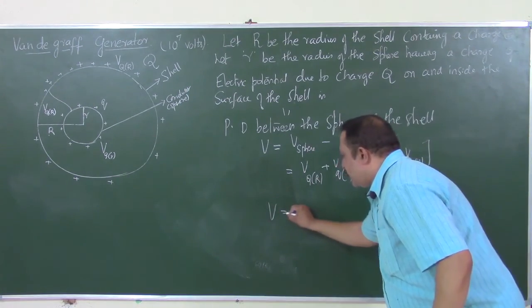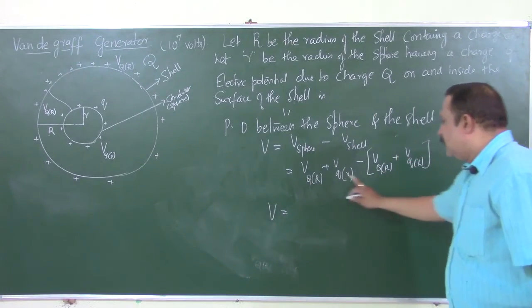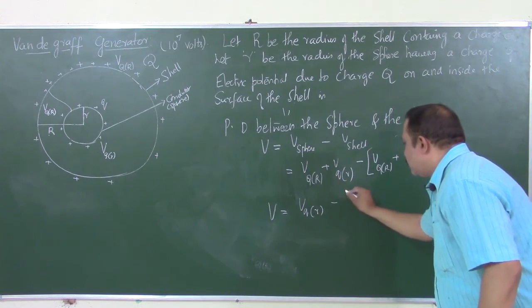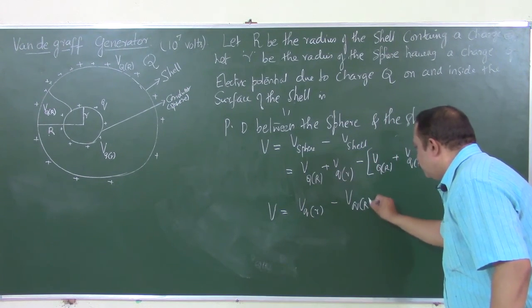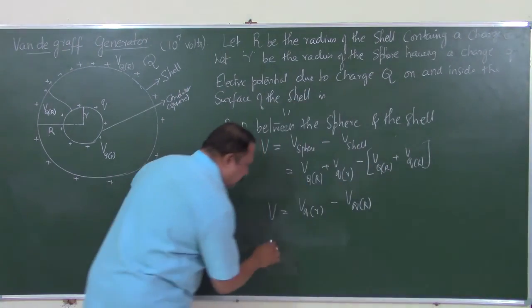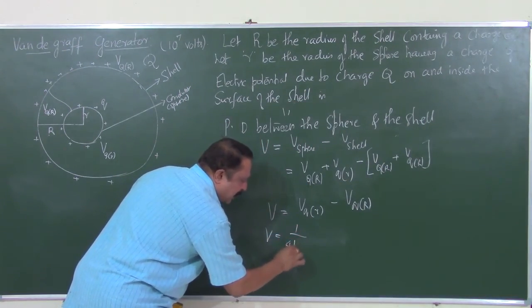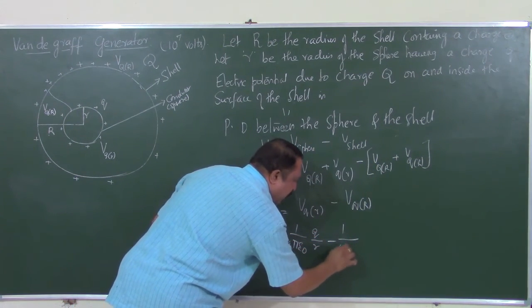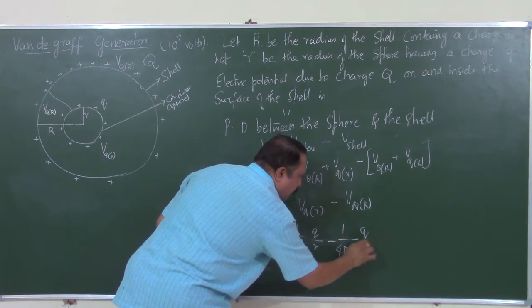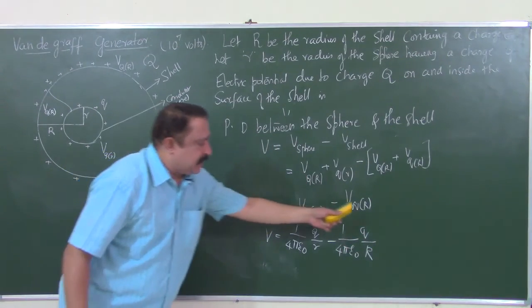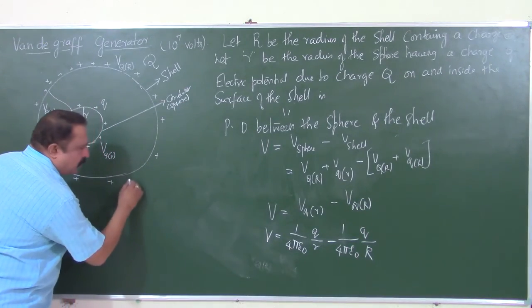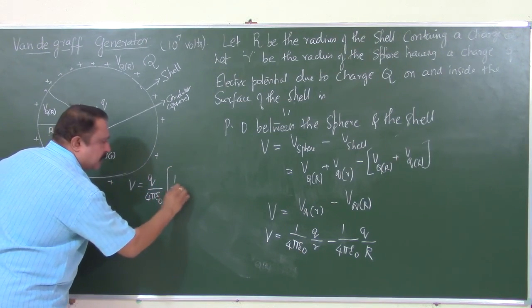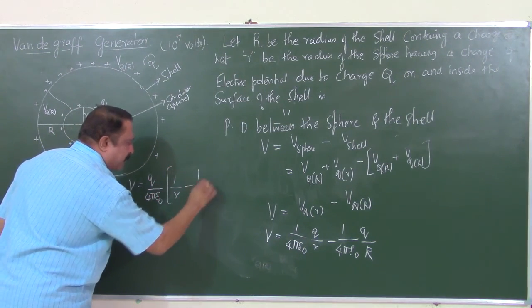So, the net potential difference between sphere and shell is V_q of r minus V_q of capital R, or 1 by 4 pi epsilon naught, q by small r, minus 1 by 4 pi epsilon naught, q by capital R. Introducing the respective electric potential values, V equals q by 4 pi epsilon naught is common. It is 1 by r minus 1 by capital R.